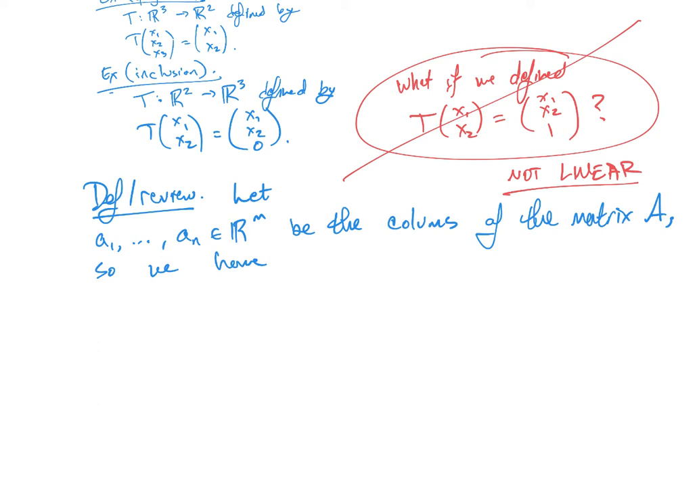Okay, so if these are the columns of A, then A can be expressed as a row vector of these columns. Now, let's get this right. A is an m by n matrix. It has m rows and n columns.